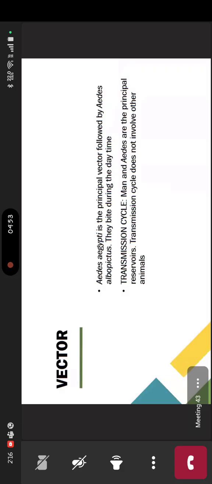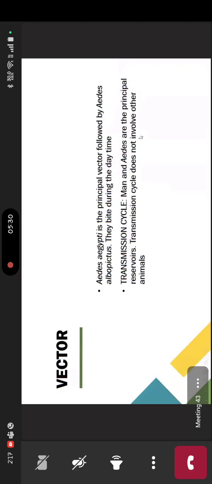They bite usually during the daytime, okay? So these two mosquitoes play a role as vectors, known as Aedes aegypti, followed by Aedes albopictus. Aedes aegypti is the principal vector, followed by Aedes albopictus, right? Now, transmission cycle. What is the transmission cycle, students? Here man and Aedes are the principal reservoirs, right? Man and Aedes are the principal reservoirs, and the transmission cycle does not involve other animals.